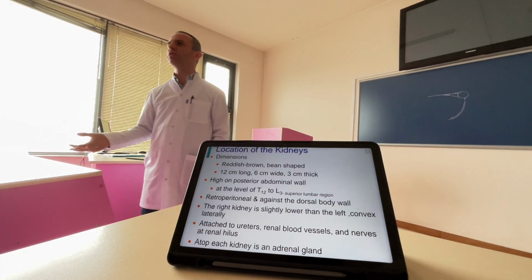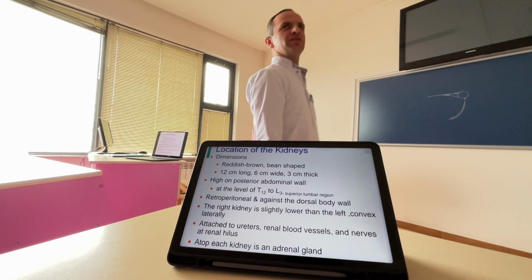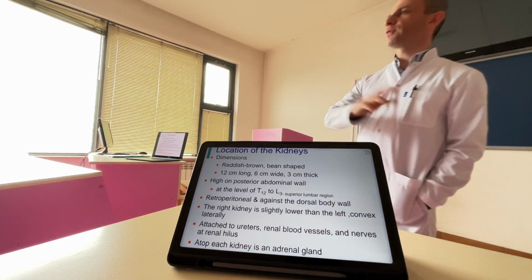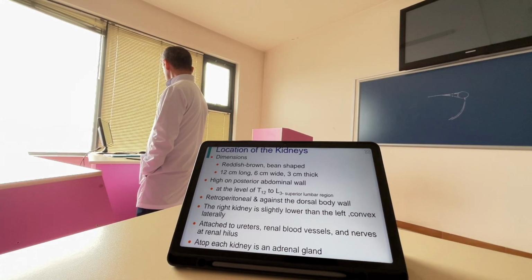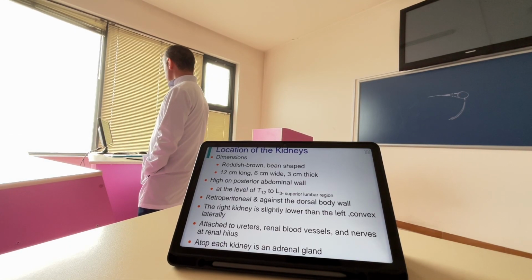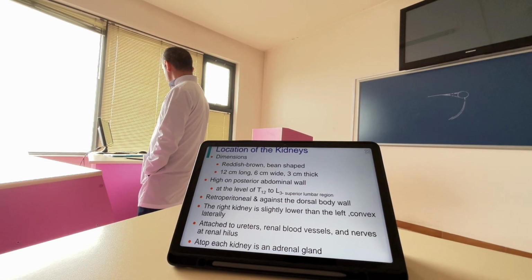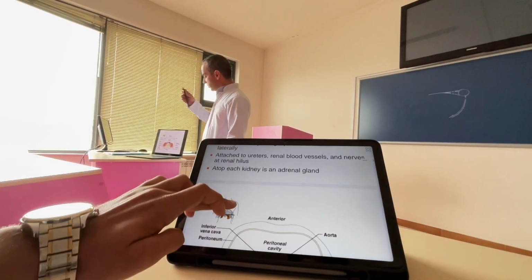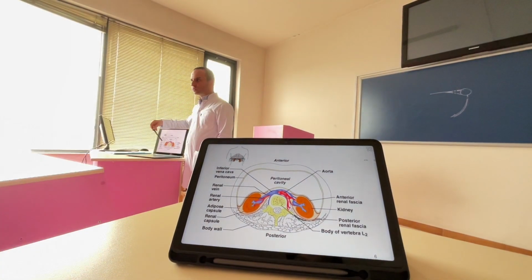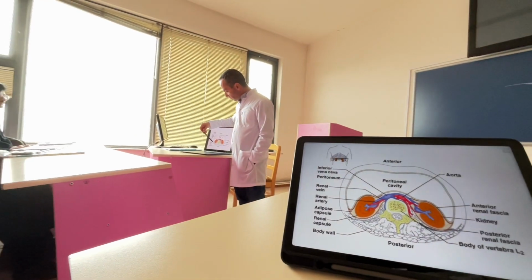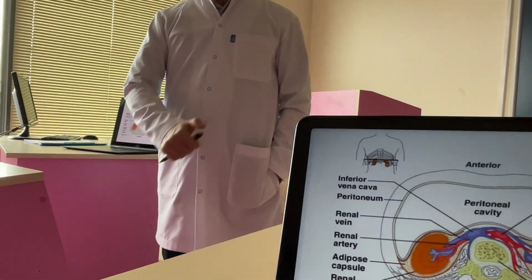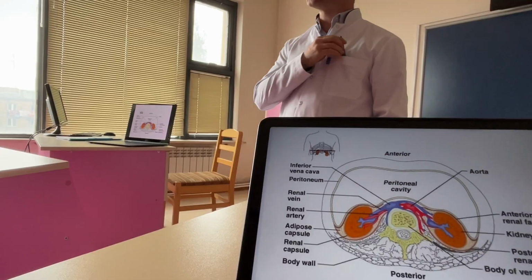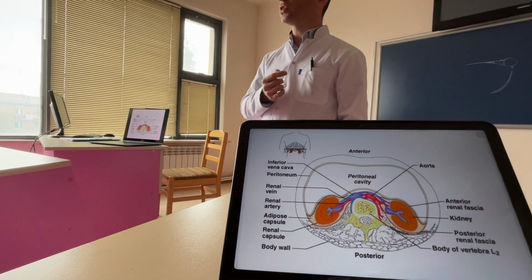For example, polycystic kidney disease, tumors, hydronephrosis, and so on. And at top of each kidney there is an adrenal gland, this you know. Each kidney, pay attention, has two capsules. This is renal capsule and surrounding adipose capsule. We have surrounding fat tissue. Fat tissue is surrounding the kidneys.